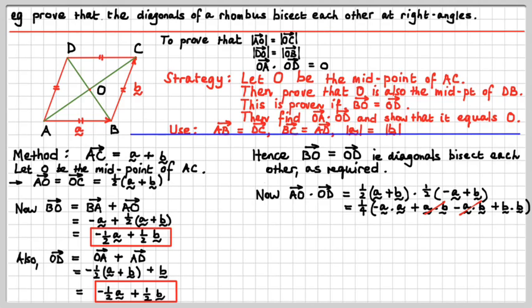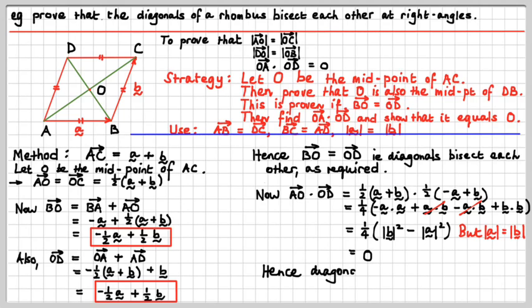And so what we got here is a quarter of magnitude of b squared minus magnitude of a squared, and amazingly we know that those two things are the same because adjacent sides in a rhombus are equal. So that comes out to be 0. Hence, ladies and gentlemen, the diagonals are perpendicular, and we've proven everything we need to prove.